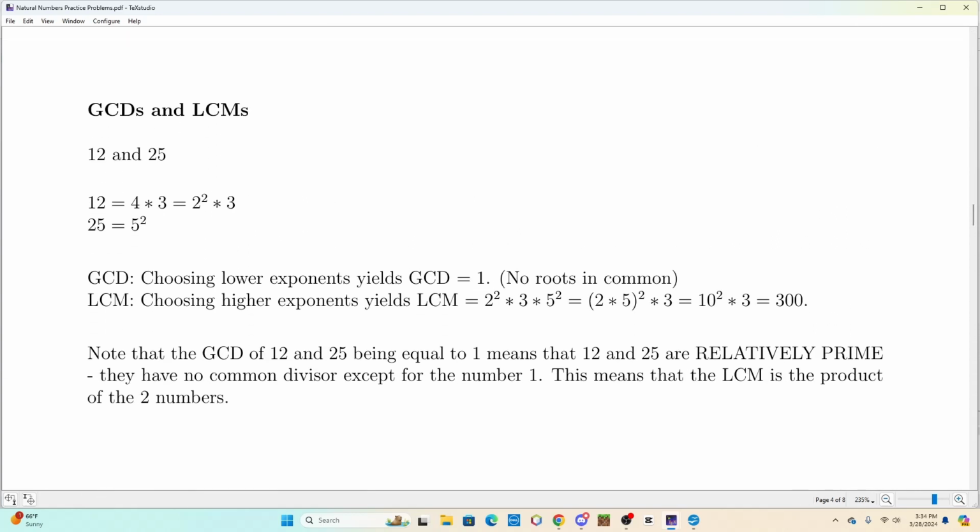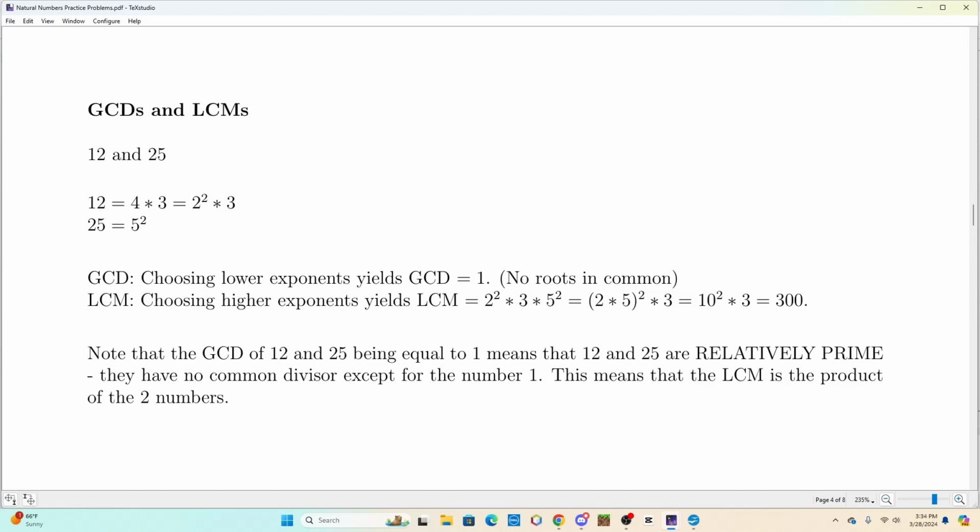GCDs and LCMs. All of these follow the same strategy. Factor each of the two numbers, compare and combine lower exponents of primes for the GCD and higher exponents for the LCM. 12 is equal to 2 squared times 3, and 25 is equal to 5 squared. There are no primes in common, so the GCD is 1, and the LCM is the product of 12 and 25, which in this case equals 300.